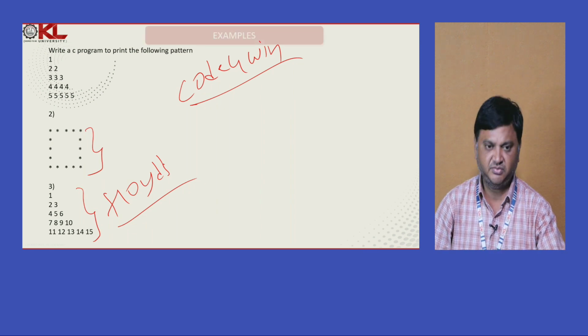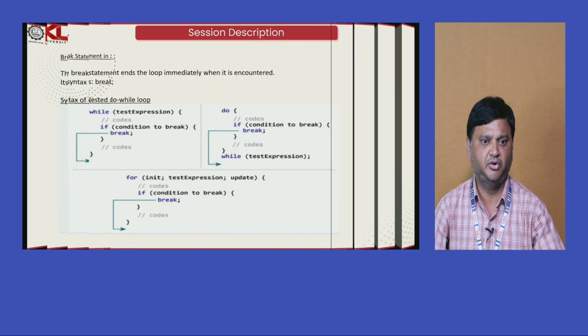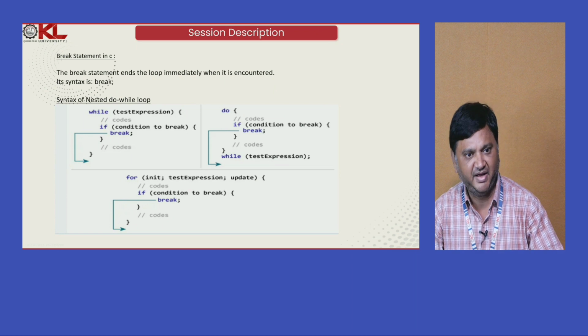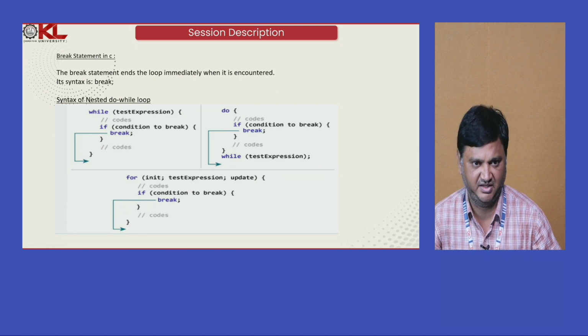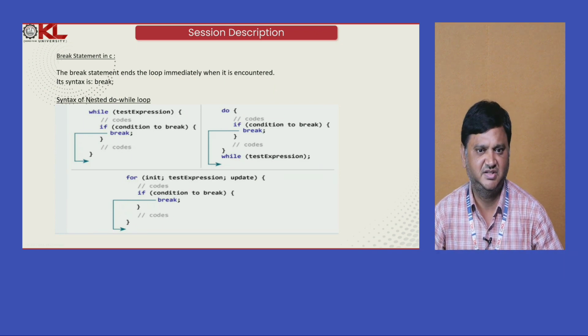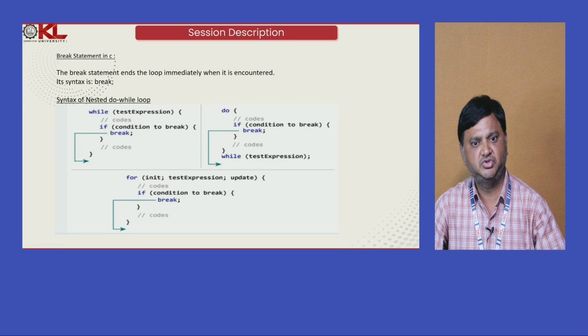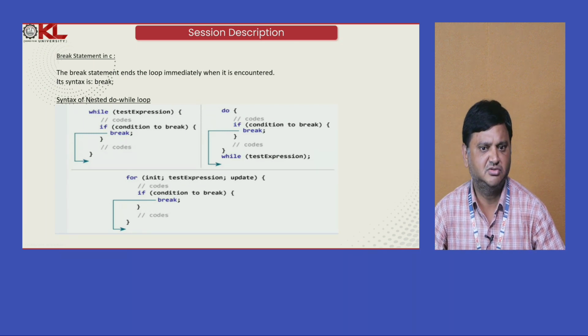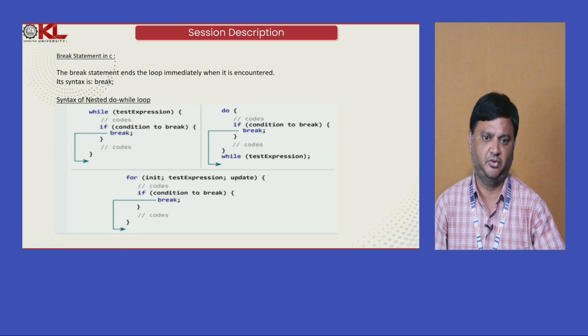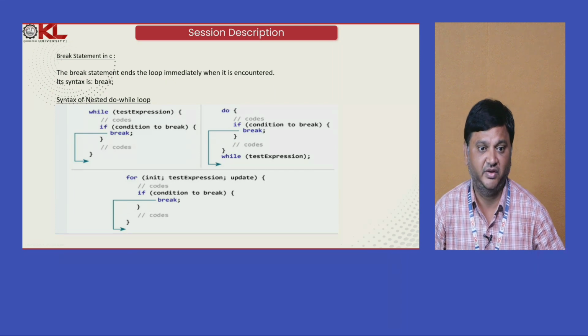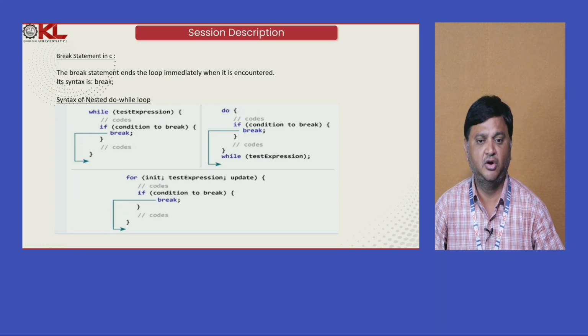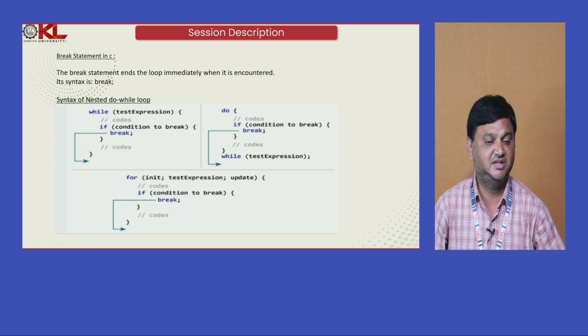Next we are going to continue with a very important topic: the break statement and the continue statement in C. These keywords are used to stop the program completely, or to continue if the condition is satisfied. If I want to continue my program, I'll go with continue. If I want to stop my program completely, I'll go with the break statement. This is the difference between break and continue.